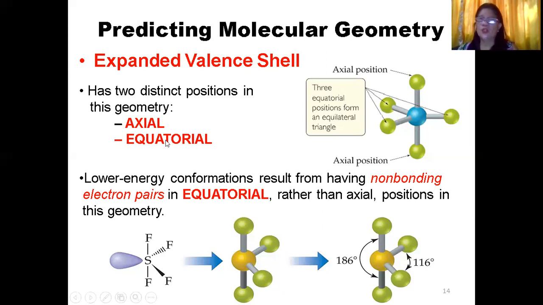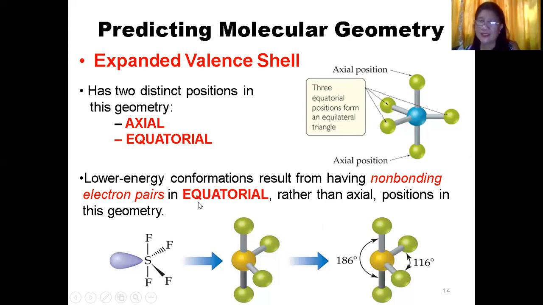So, duha ra gyud ka geometry. That is axial, katong ibabaw, kumbaga katong sa North o South Pole. Then the equatorial, meaning at the tunga, at the center, equatorial. So, lower energy conformers result from non-bonding electron pairs. So what's the non-bonding? These are the lone pair, no? In the equatorial rather than axial position. So mostly of the non-bonding is in the equatorial.